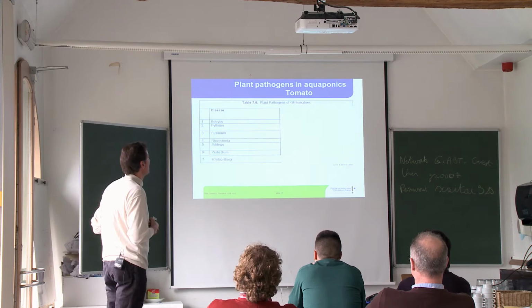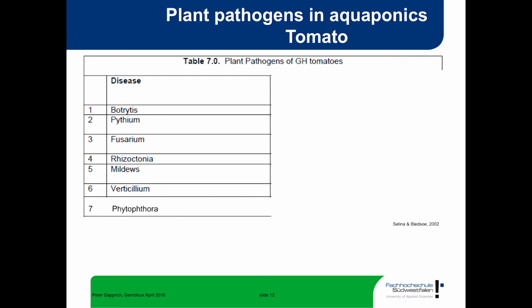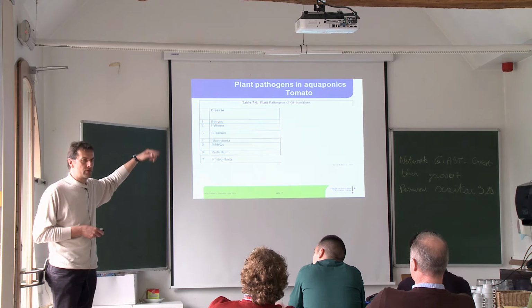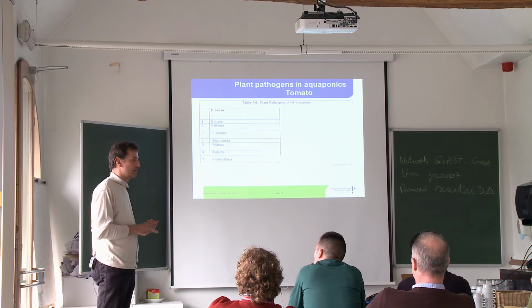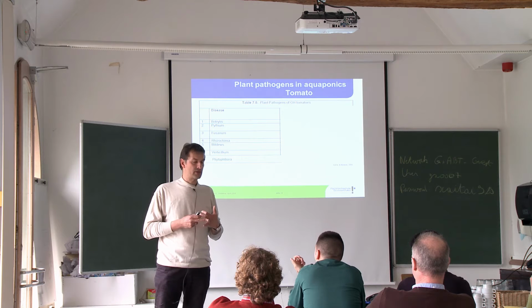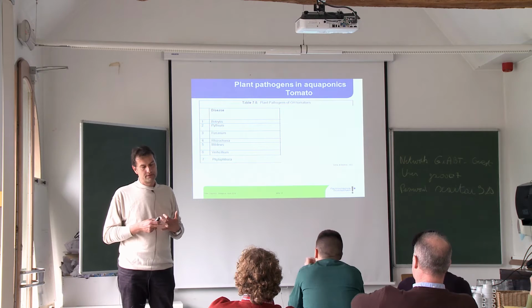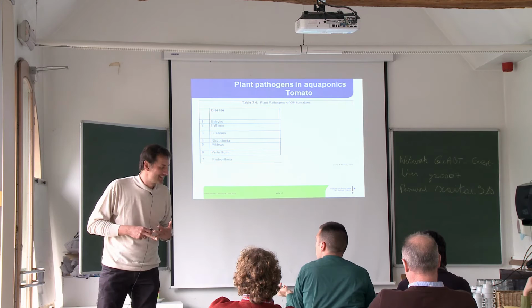Plant pathogens in aquaponics for tomato. In fact, it is only those 7. These are the main pathogens that occur on tomato in aquaponic systems. Why not all those others of that list? Any idea? Soil-borne, yes, definitely. No vectors, yes, for viruses, bacteria. Yes, definitely, but still it is correct.